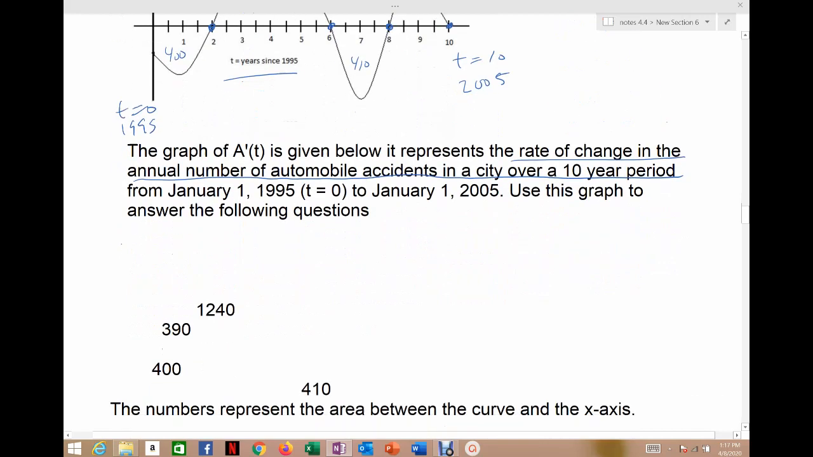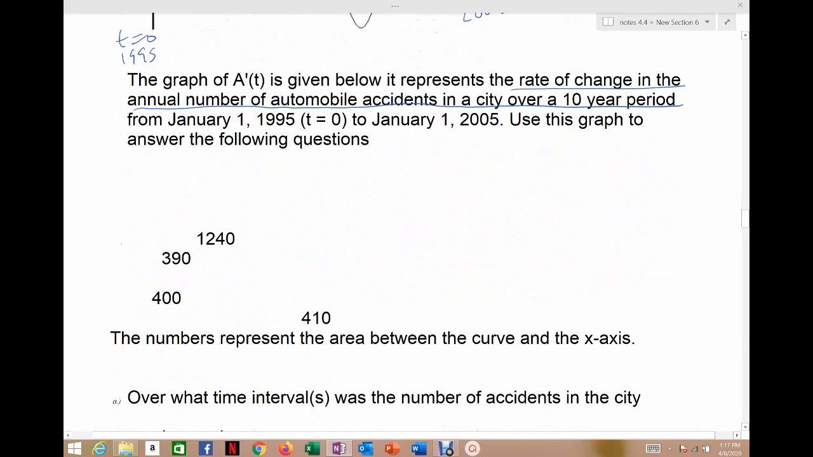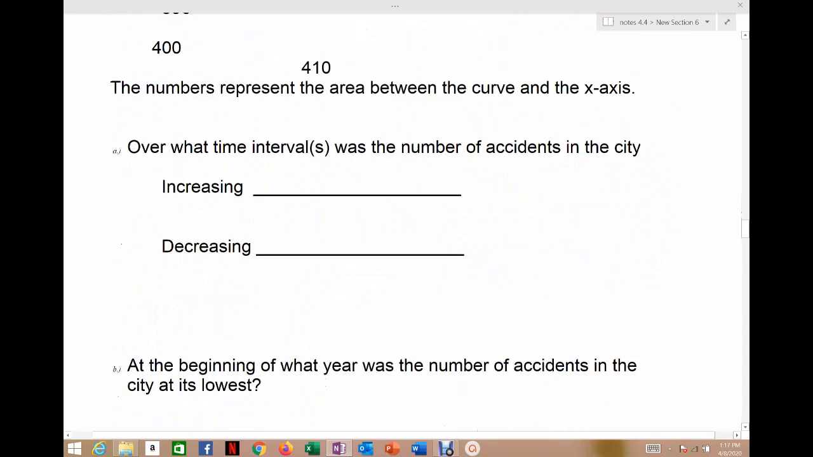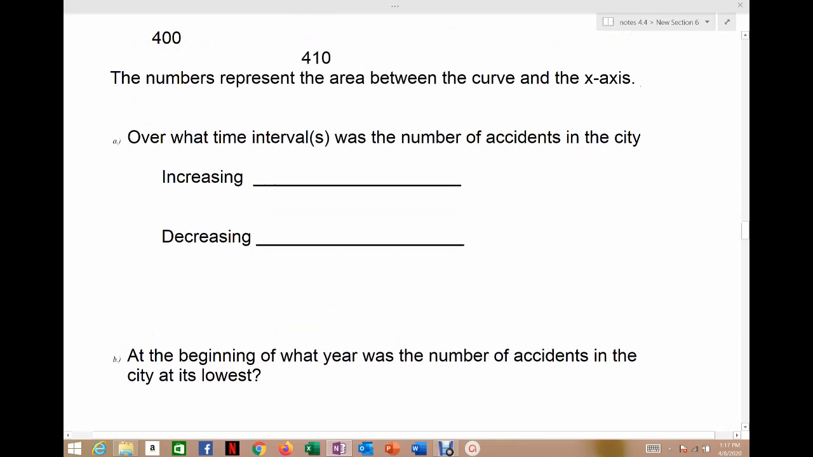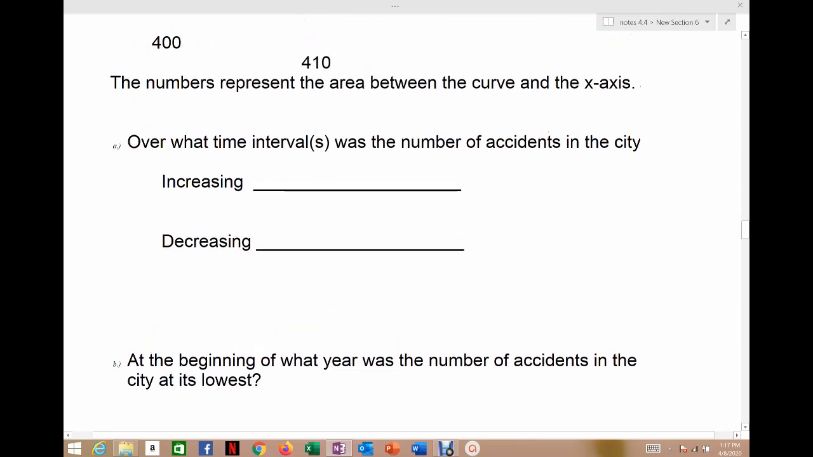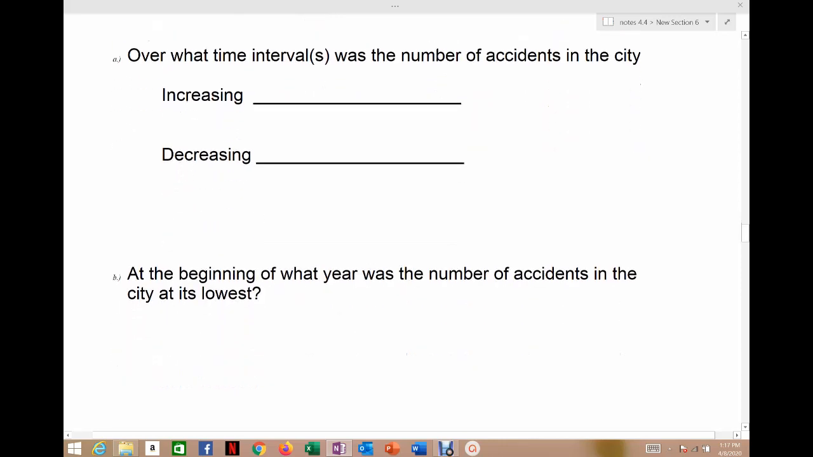So the first question. There's where the numbers cut and pasted; just ignore those. The number represents the area between the curve and the x-axis. Over what intervals were the accidents increasing and decreasing? And for this one, you could just give the time intervals. You don't have to give the years. If you want to give the years, that's fine too. But it just says the time intervals, so you could just use the t values.